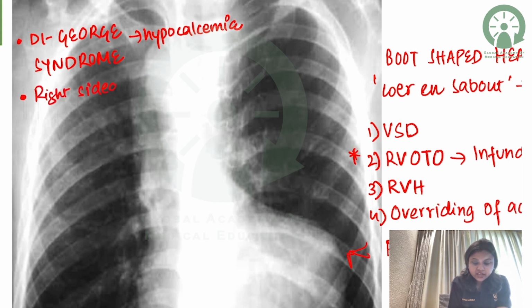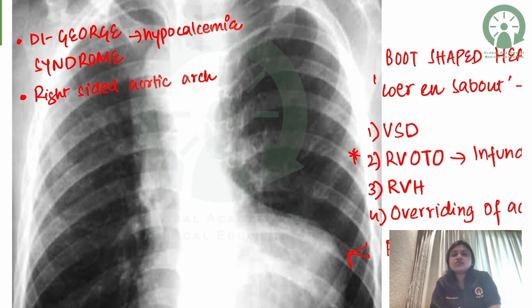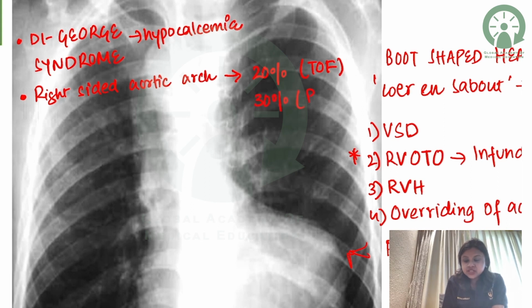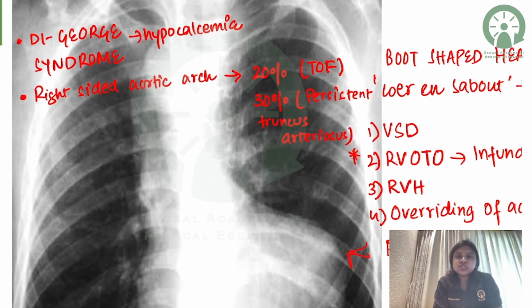So, right-sided aortic arch is found in case of TOF. In how much percentage are we going to get the right-sided aortic arch? Remember, right-sided aortic arch is found in 20% cases in case of tetralogy of Fallot and 30% cases in case of persistent truncus arteriosus. So, in case of persistent truncus arteriosus, we are going to get 30%, whereas in case of TOF, we are going to get 20%.